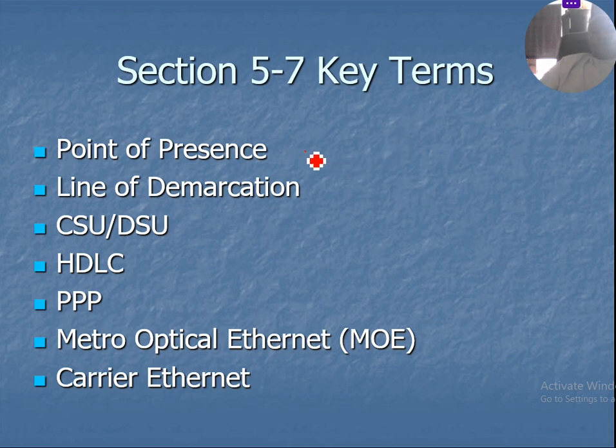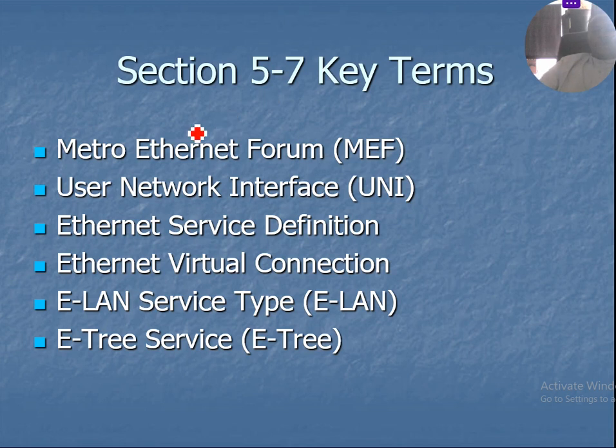We also talked about the point of presence, the line of demarcation, CSU, DSU, HDLC, PPP, metro optical Ethernet, MOE, and carrier Ethernet. We also talked about the Metro Ethernet Forum, the user network interface, UNI, Ethernet service, and the Ethernet virtual connection. We talked about E-LAN, that's Ethernet local area network service, and types of E-LAN, E-Line service and so on.